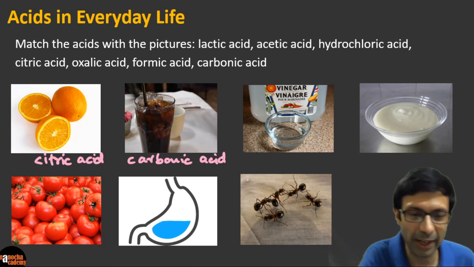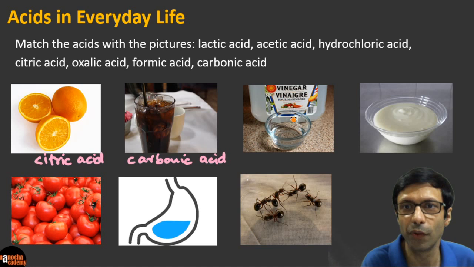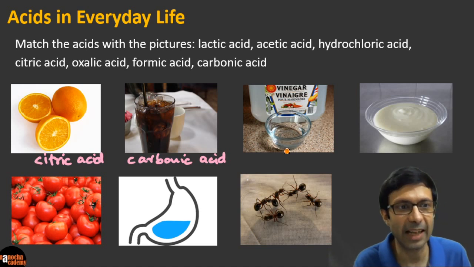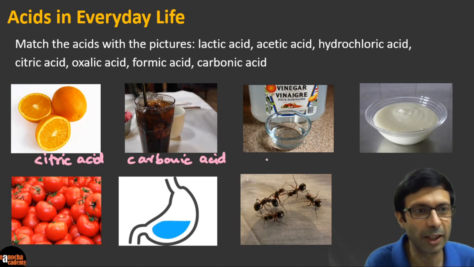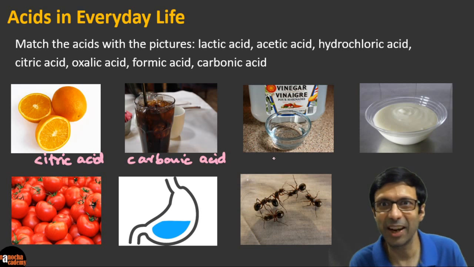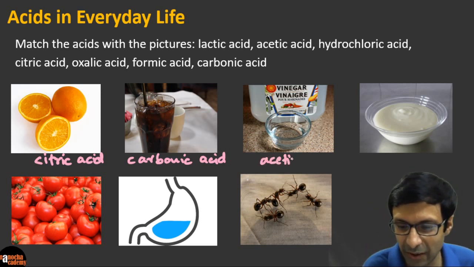Next, let's move on to the next picture here. Can you see the picture shows a bowl of vinegar, right? They poured vinegar from here. And what is the acid present in vinegar? So guys, can you tell me this one? Okay, excellent. I see the right answer. It's acetic acid. Okay, so that's the correct answer.